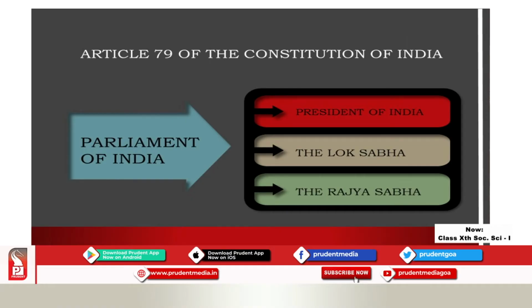According to Article 79 of the Constitution of India, the Parliament of India consists of the President of India, the Lok Sabha or the lower house, and the Rajya Sabha, which is known as the upper house.